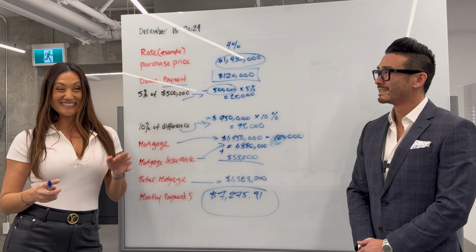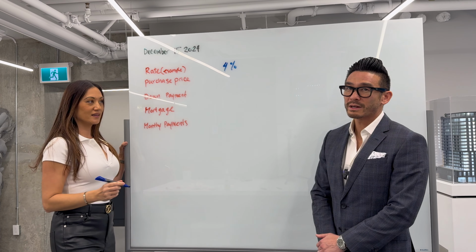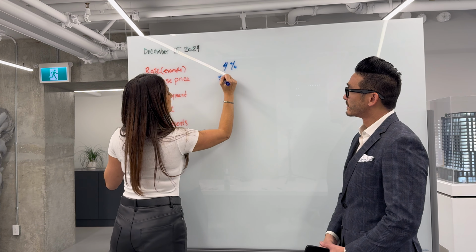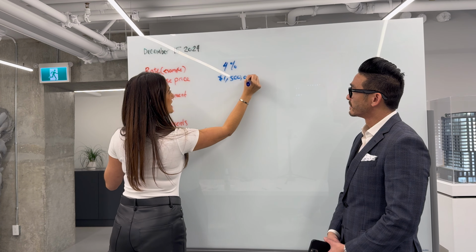So now we're going to break down the numbers for a down payment that's over 1.5 million. That's right. Any properties over $1.5 million require 20% down. In this example, let's use, again, a 4% interest rate, and the purchase price of 1.5 million. As mentioned earlier, the minimum is 20%. So 1.5 million times 20% equals 300,000.